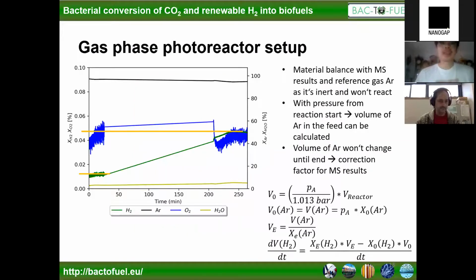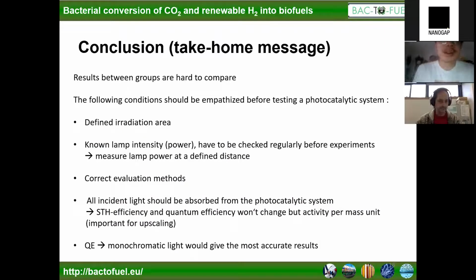So as a conclusion, or as a take-home message, the results between groups are very hard to compare if some conditions are not given. So you should think about the following conditions before you test your photocatalytic system, just to be sure that you can compare your results with a colleague, because the amount of hydrogen evolved in one setup will change drastically, even with the smallest changes in your photocatalytic setup.